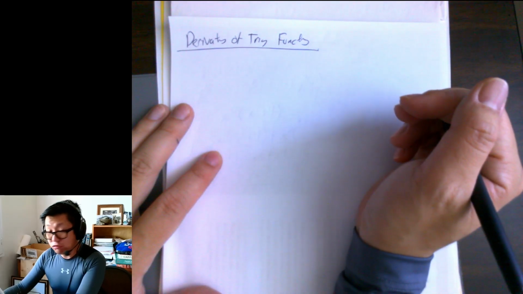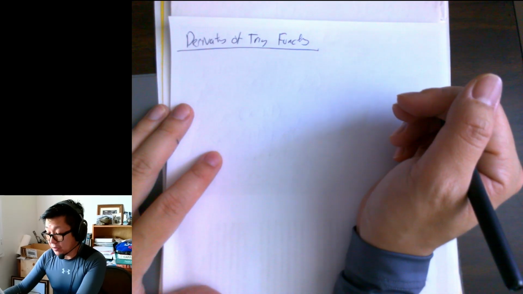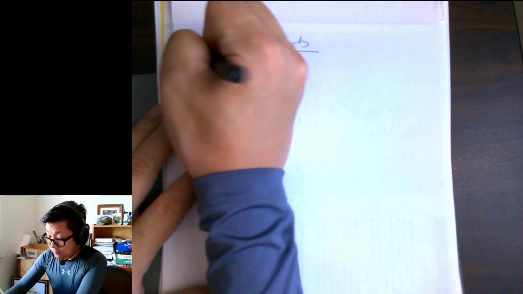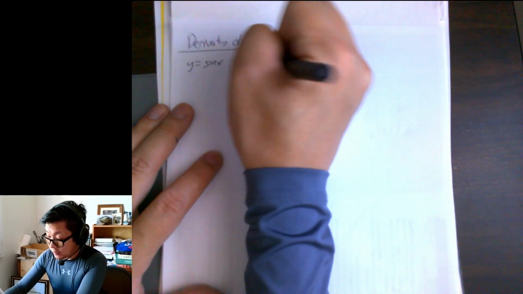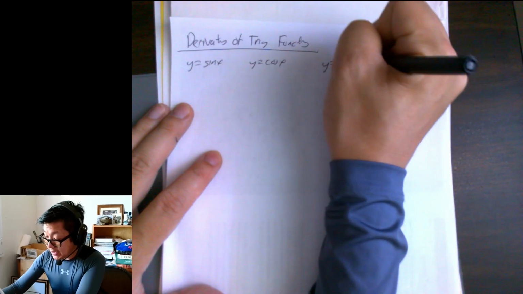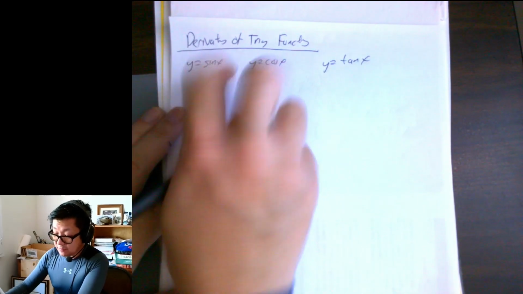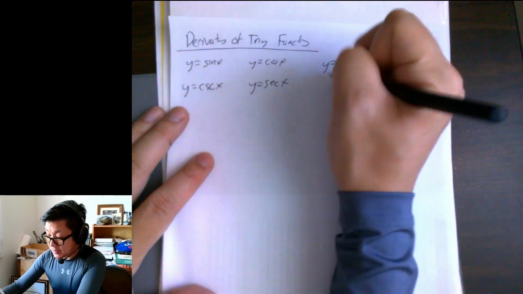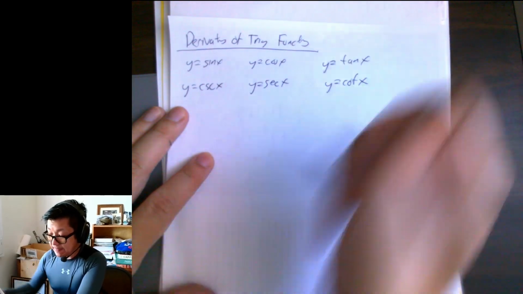Today we're going to be covering the derivatives of the 6 basic trig functions. So y equals sine x, y equals cosine x, y equals tan x, and then the reciprocals: y equals cosecant x, y equals secant x, y equals cotangent x.